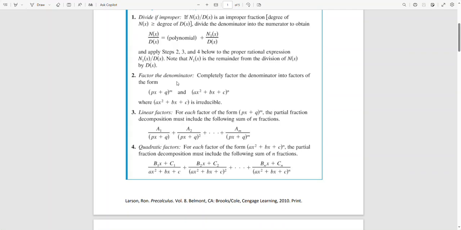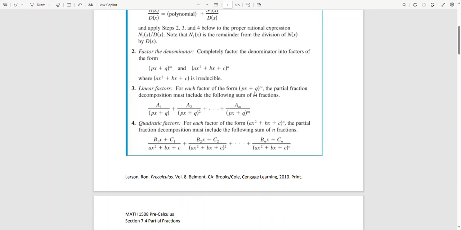We will then factor the denominator completely into linear factors and irreducible quadratics. Irreducible quadratics are those where, if we were to solve for x, we would end up with complex numbers. So it's things that do not factor over the reals. For each linear factor, we will have a partial fraction constant over px plus q as many times as that linear factor appears. We'll see this in a minute. And for the irreducible quadratics, we will have a linear numerator, bx plus c, over the quadratic.